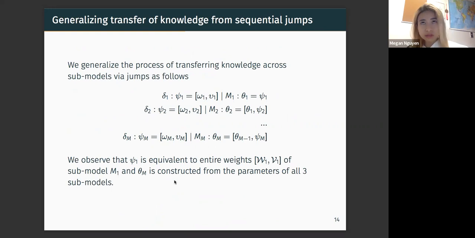So by using this past visualization of the example of the models with only three submodels, we now want to generalize the process of transferring the knowledge across submodels as follows. The jump will still be encoded as omega and epsilon. And again, omega represents the new knowledge between input and hidden layer. And epsilon is the new knowledge between hidden and output layer.